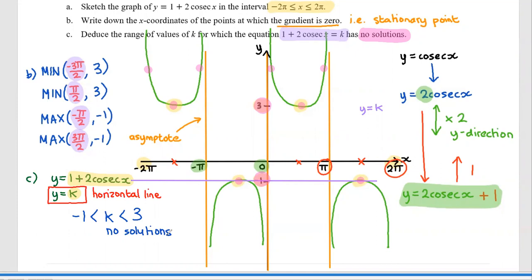If I'd stated equality, it would be wrong, because you can tell that there are two solutions when k is -1, and there are two solutions when k is 3. So it's a strict inequality. Okay, so that's the answer to part C.